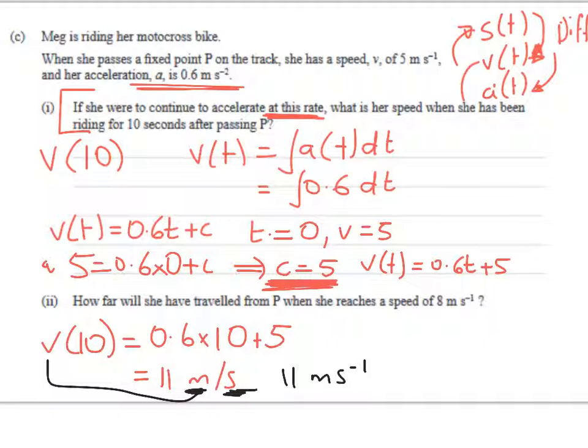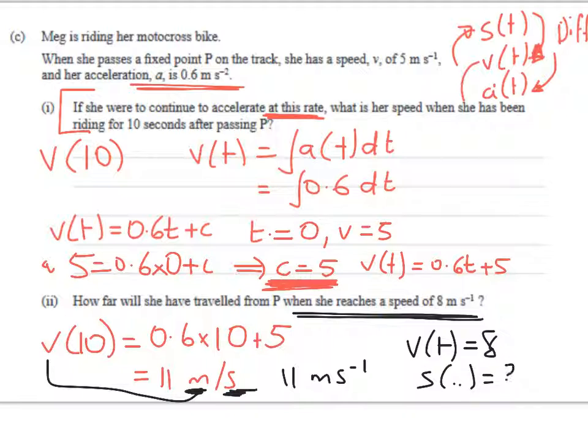Okay, so the next question is, how far will she have gone from P when she reaches a speed of 8? So when V of t is equal to 8, we have to find S. So what we've got to work out first is how long is it going to take her to have her speed be 8 meters per second. And to do that, we're going to be solving this equation here. Then we need to work out our equation for displacement. So to do that, we're going to anti-differentiate the velocity equation. Okay, so there's just a couple of wee steps. This is an excellence problem, but it's actually, I don't think, too hard if you break it down. On the next slide, we're going to do that slowly.